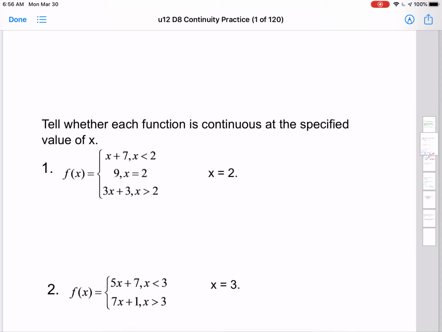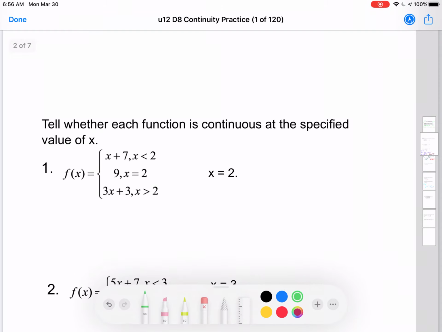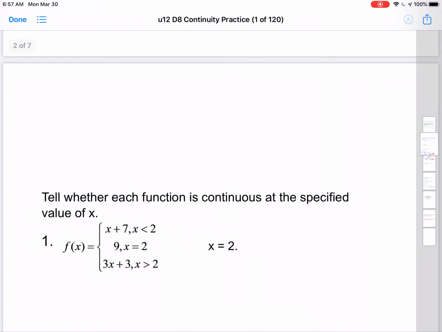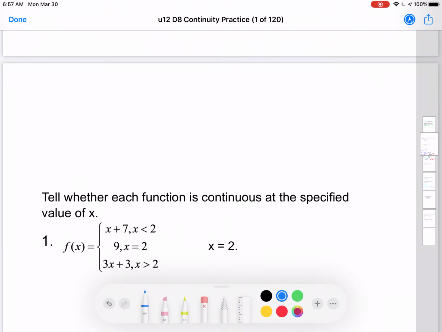Okay, so continuous at a specific point. If they want to know if it's continuous at a specific point, then we're going to do our 3 steps to continuity. All right, so first one, and they want to go at x equals 2. Okay, so first thing we're going to do is see, is there a function value at 2? So look at all 3 of the domains, and 2 falls in right here, x equals 2. The other one, x is less than 2, x is greater than 2. 2 is not in those domains, so we do get a function value.